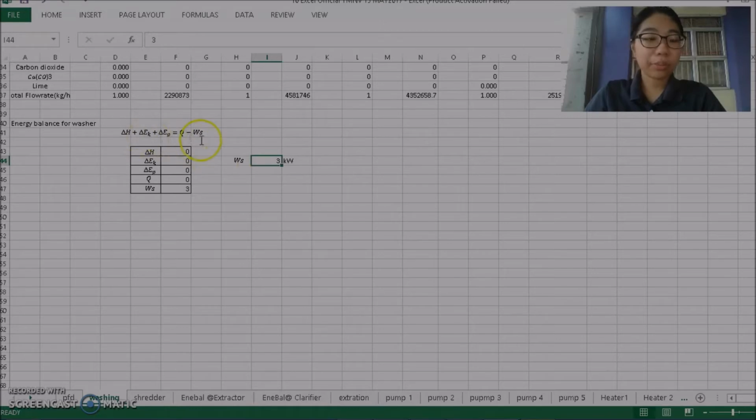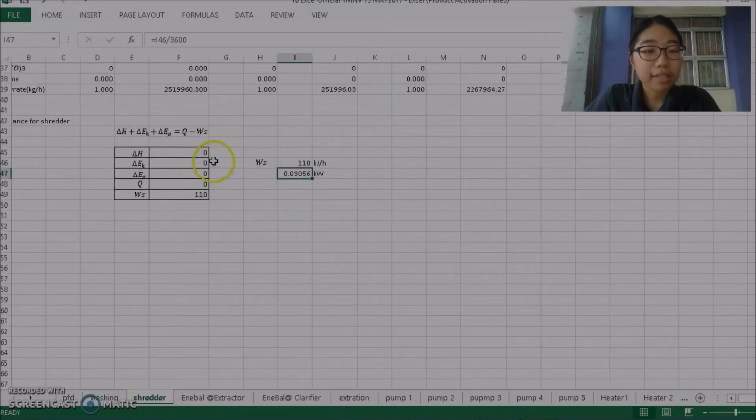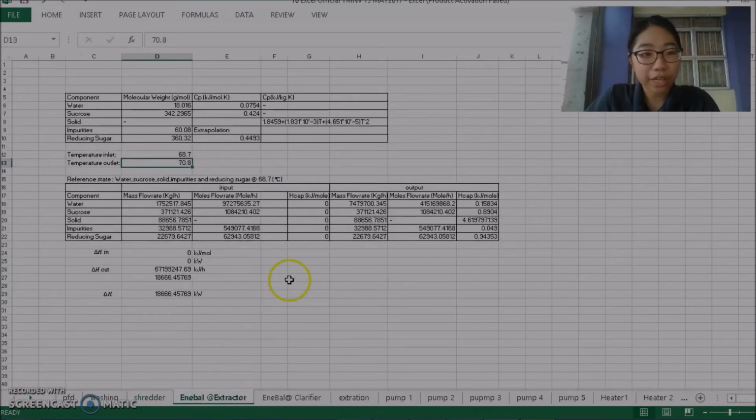For the washer, we will assume that kinetic energy and potential energy are equal to 0, as well as Q, because there's no change in temperature in the washer. So we just take account of the work shaft, which is 3 kilowatt. The same thing applies in the shredder: 0 for kinetic energy and also potential energy. And we just take account of our work shaft, which is 0.03056 kilowatt.